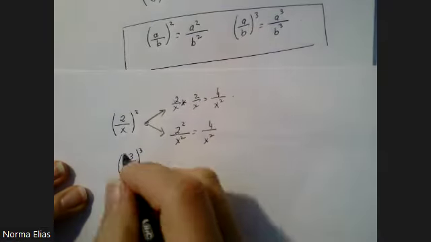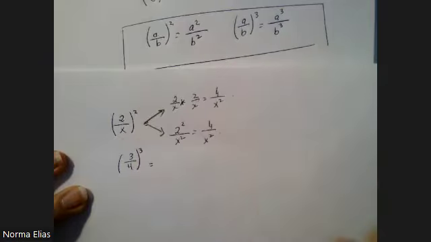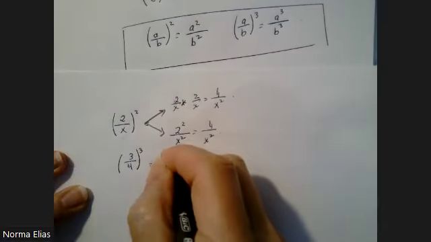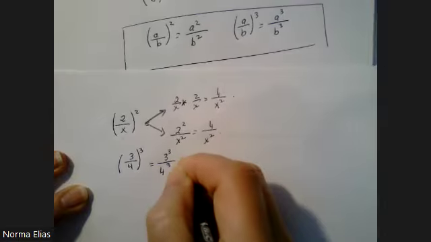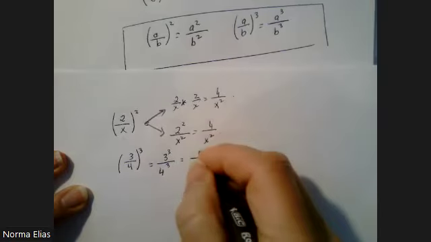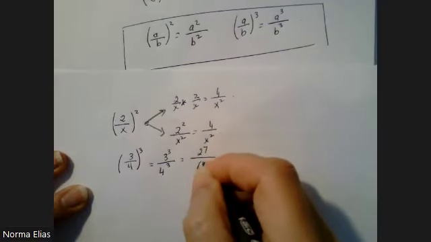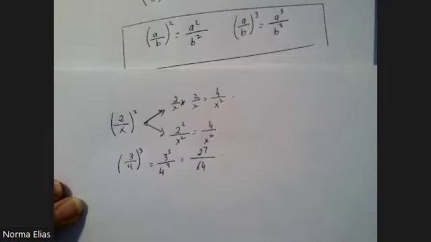Now, 3 over 4 to the power 3 is the same story. It's 3 to the power 3 divided by 4 to the power 3. And now you just pick up your calculator, or those are easy, which is 27 divided by 64.